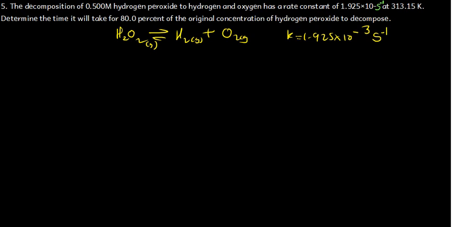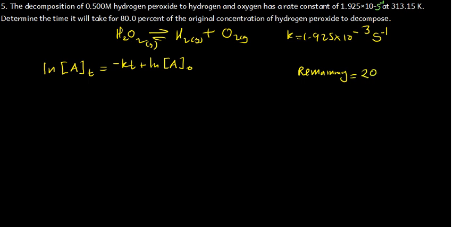Now, just looking at the unit of the rate constant, per second, we can tell this is a first order reaction. And for the first order reaction, the integrated rate law is natural log of A, or the concentration at a certain time, is equal to negative kt plus the natural log of the initial concentration. Now, we want to determine the time it will take for 80% of the original concentration of hydrogen peroxide to decompose. The initial concentration will be given as 0.5. Now, if 80% gets to decompose, what percentage remains? We can easily tell that 20% is going to remain. So we want to find what is remaining. So what is remaining is 20%, and 20% is 20 out of 100. It's 20% of the initial, and the initial was 0.500.